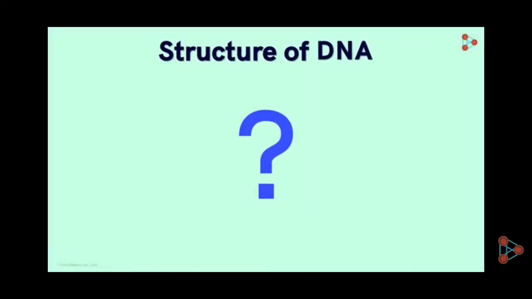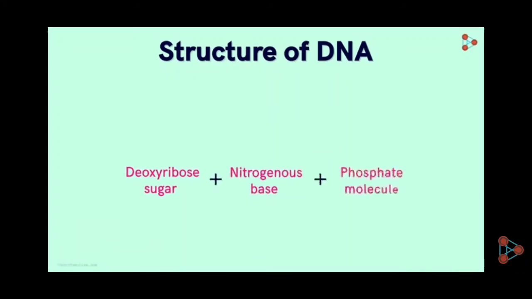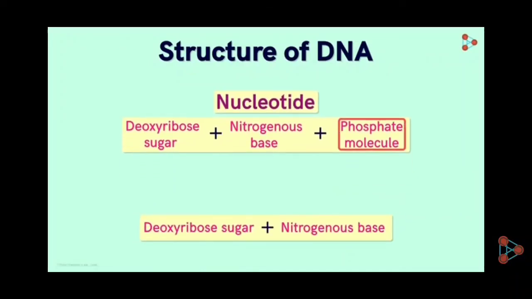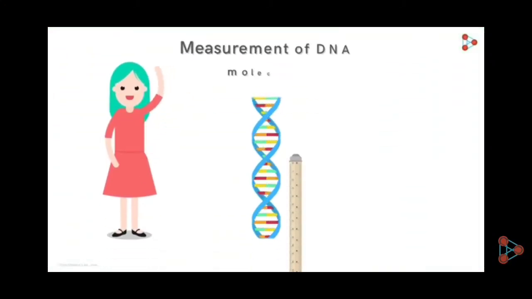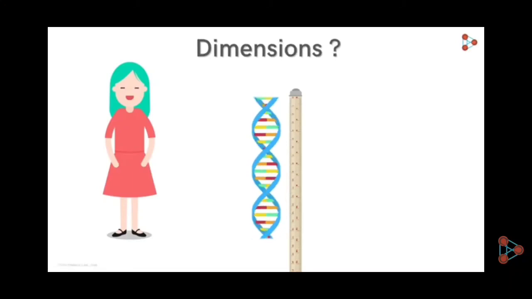Did you know that one unit consisting of deoxyribose molecule, one nitrogenous base, and a phosphate group is called a nucleotide? And what if the phosphate group is removed from this nucleotide unit? It's called a nucleoside then. Nora wants to know if there's any way of measuring a DNA molecule. What about its dimensions? Watch the next part to know more.